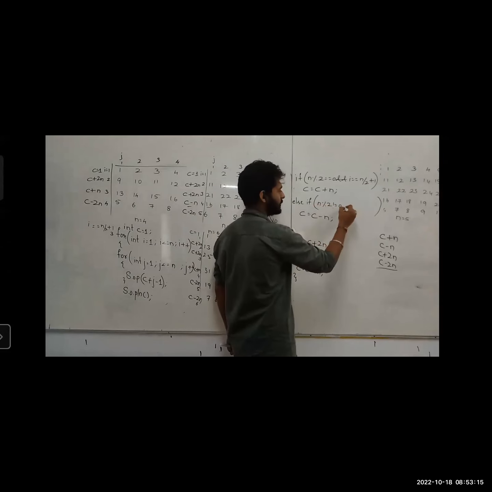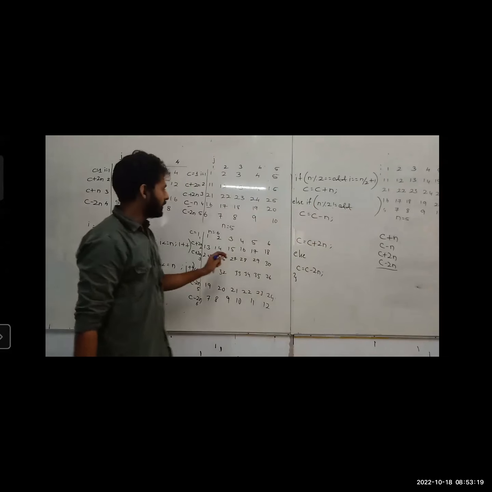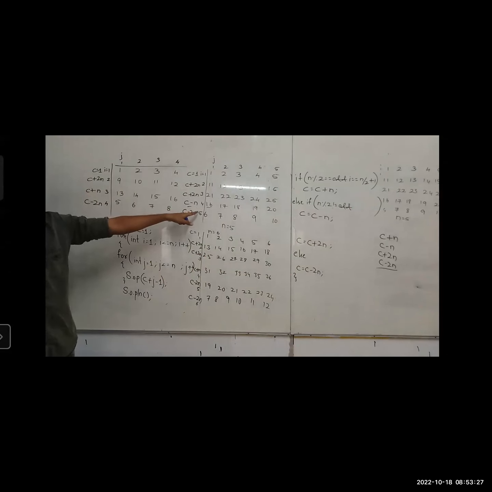This condition for sure is clearly visible. If you observe here in this number, anywhere am I finding C minus n? Only here I am finding. Means C minus n will come only in odd number. Okay, n I have done, right? Next.